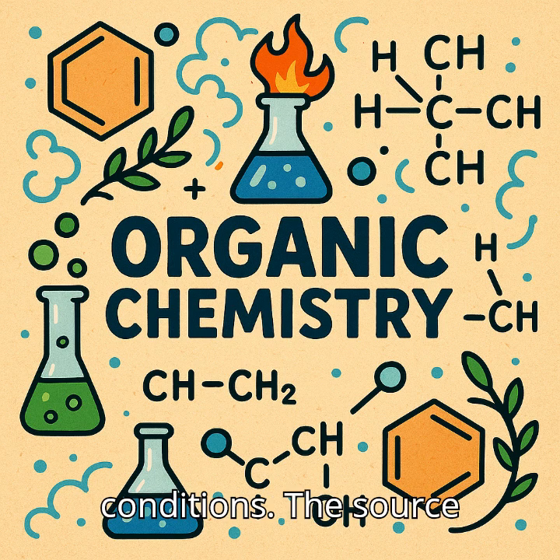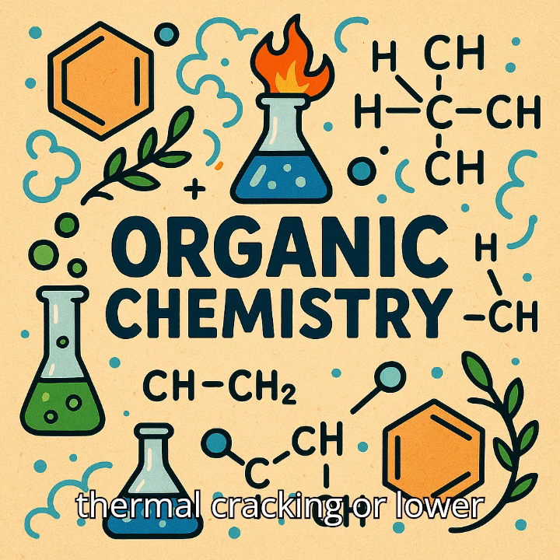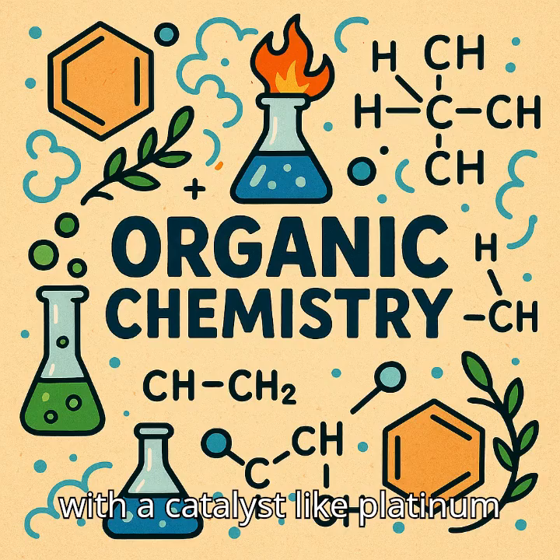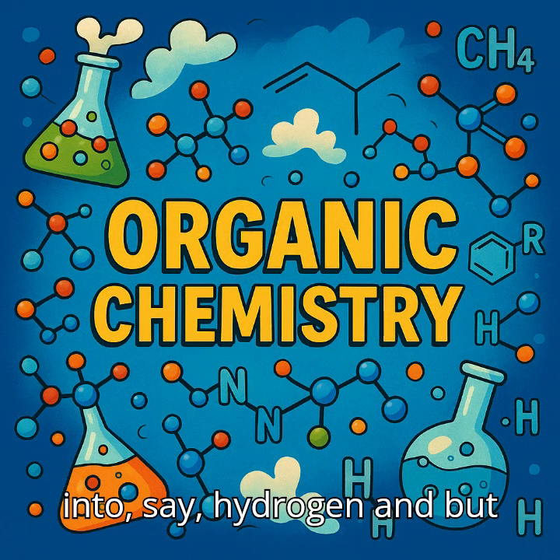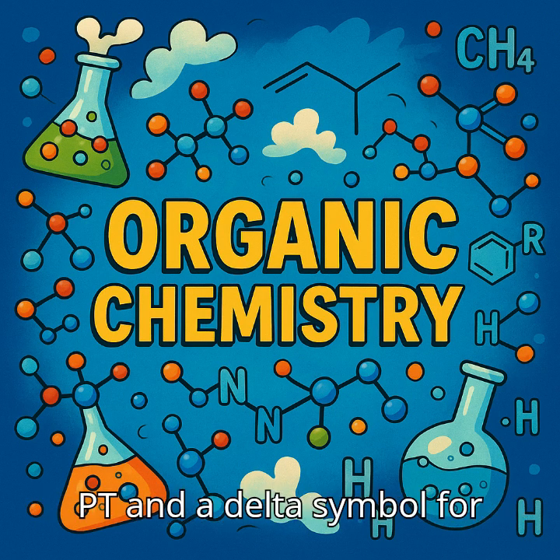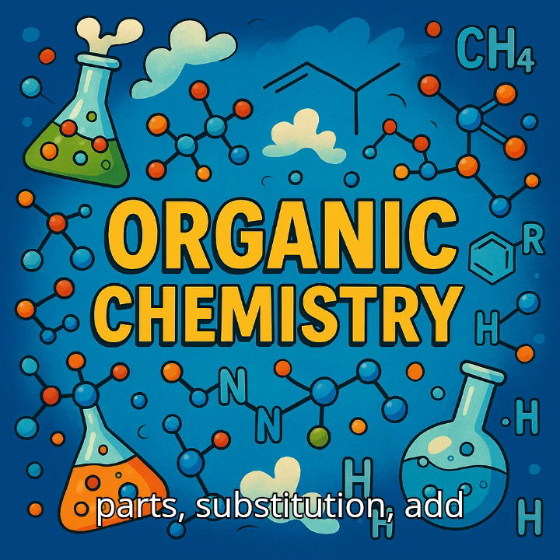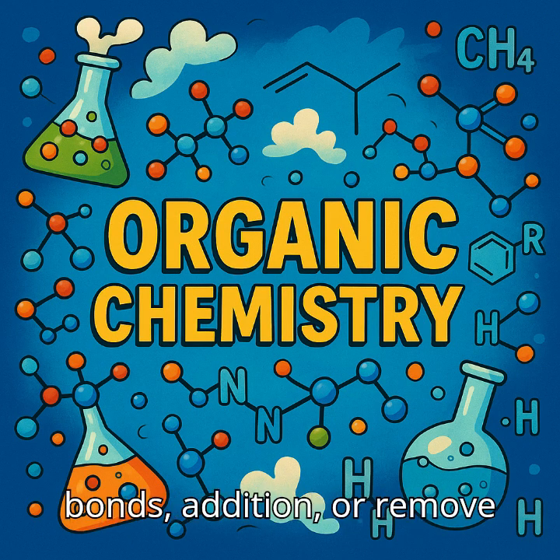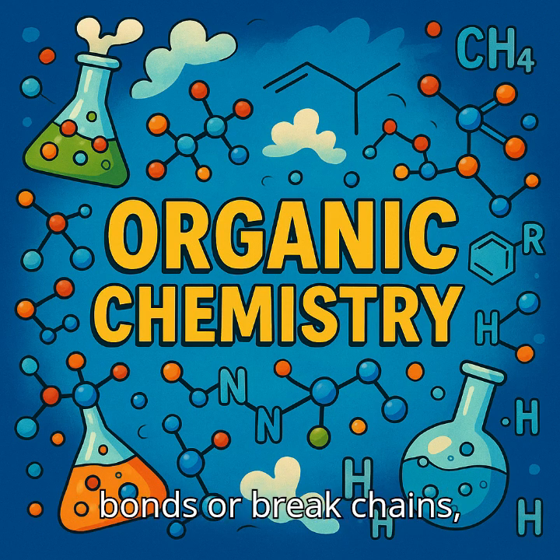And how do you do it? The source mentions two ways: high temperature and pressure without a catalyst, that's thermal cracking, or lower temperature and pressure but with a catalyst, like platinum, catalytic cracking. The examples show butane cracking into, say, hydrogen and but-1-ene, or maybe into ethene and ethane, often shown with Pt and a delta symbol for heat. Okay, so you can swap parts, substitution, add parts to break multiple bonds, addition, or remove parts to create multiple bonds or break chains, elimination.